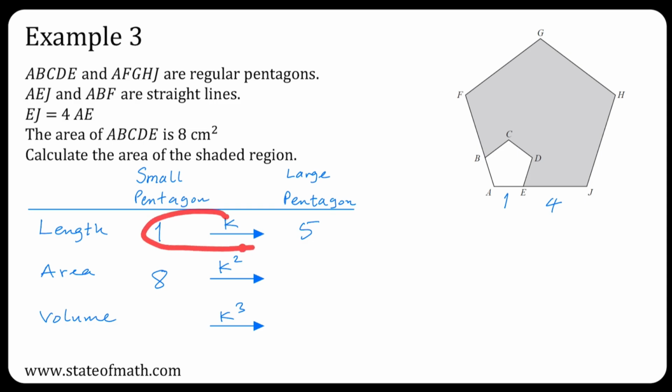Now from here we can see that k is equal to 5. So to find the area of the large pentagon, which I'm going to call x, I just have to multiply 8 by 5 squared. This will give me 200. But that's the area of the whole shape. To find the area of the shaded region, I just need to subtract the area of the small pentagon from the area of the large pentagon. So this comes out to be 192.